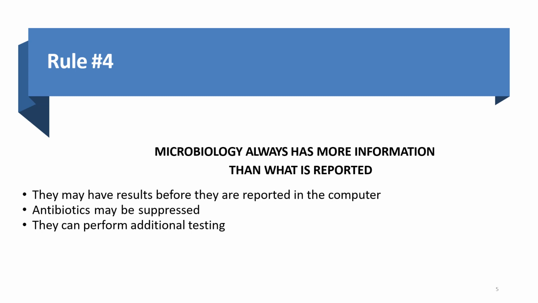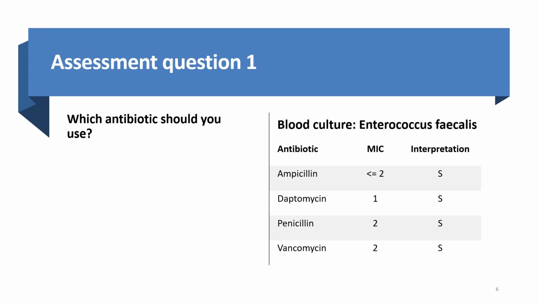They may have more results than what is reported to the computer. Antibiotics may be suppressed in reporting. They can perform additional testing. So that is about the four rules for interpreting the sensitivity testing for selection of the rational antibiotic.